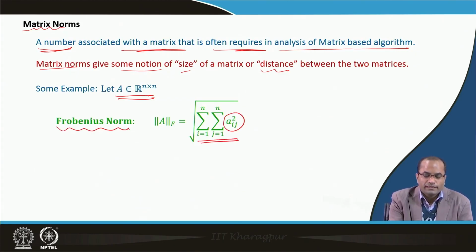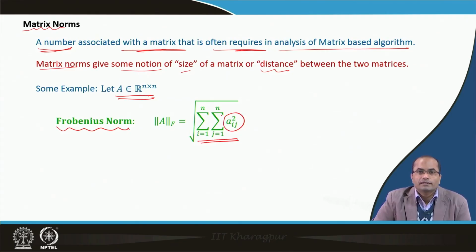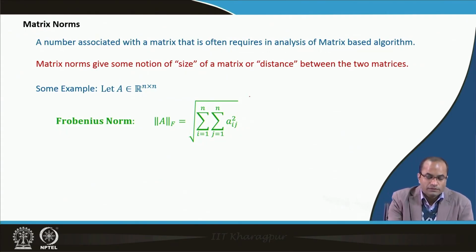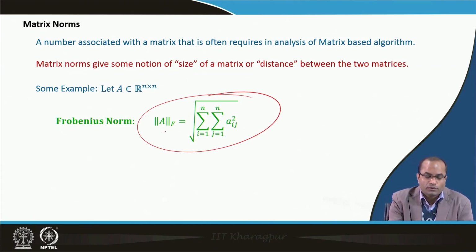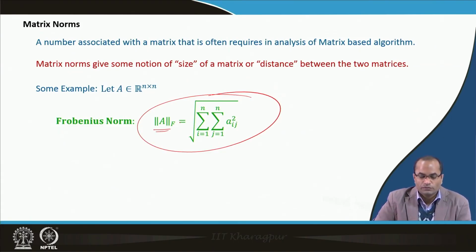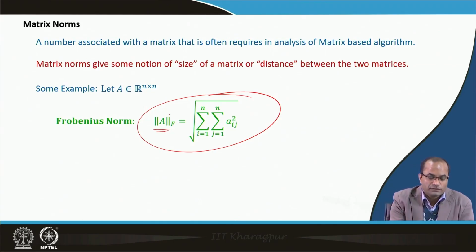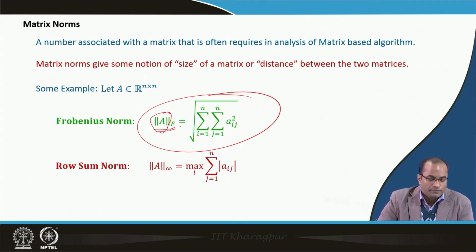So, we will square each element of the matrix and then take the square root. This is called the Frobenius norm. It is naturally going to be a positive number, which we denote by norm A. This is the notation for the norm, and F stands for Frobenius.